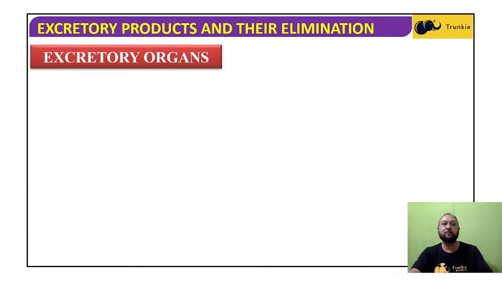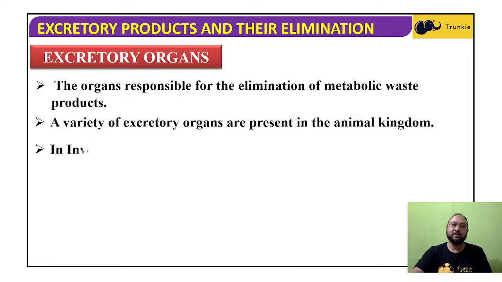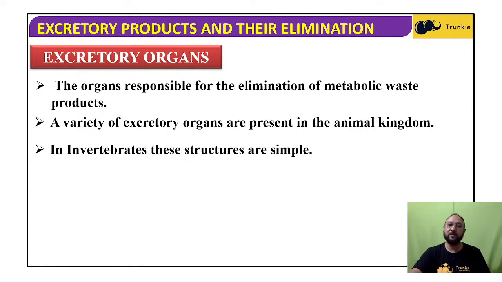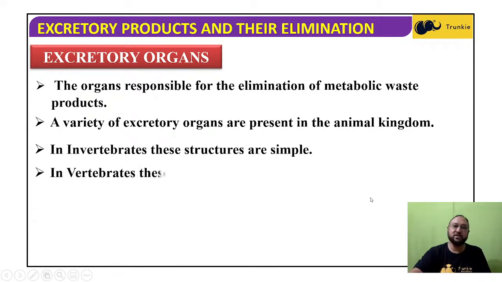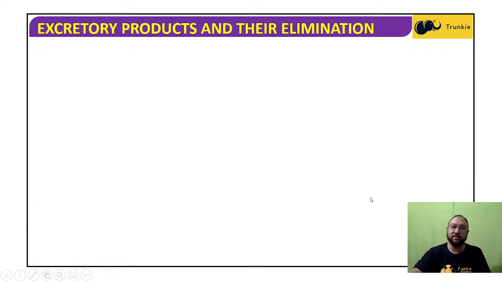Now we are coming to the main part. Excretory organs are responsible for the elimination of metabolic waste products. A variety of excretory organs are present in the animal kingdom. There are different types of excretory organs found in the animal kingdom, but we are mainly concerned with human beings or mammals, which we will study after these few slides. In invertebrates these structures are simple, and in vertebrates they are very complex.